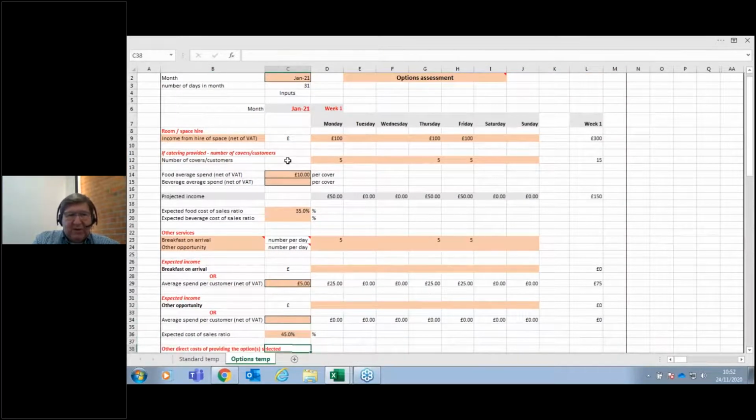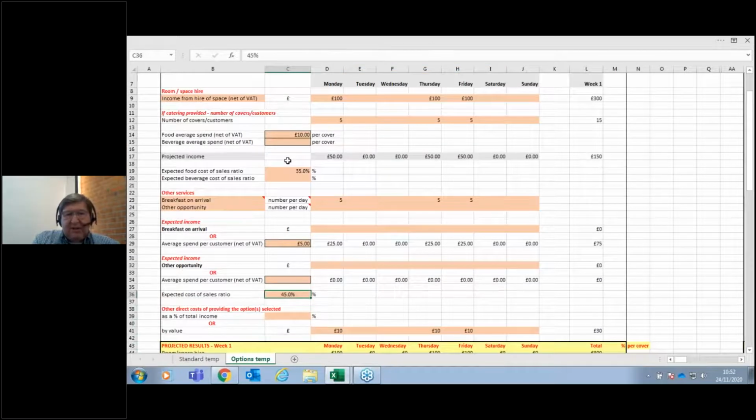So that's only £5 a head. And the expected cost of sales on that is 45%. And it could be, you know, for instance here, you can change the name of these. I've called that breakfast on arrival, but it could just as easily be cakes and fruit, for example. And it will automatically, oh, it could help if I could spell, wouldn't it?